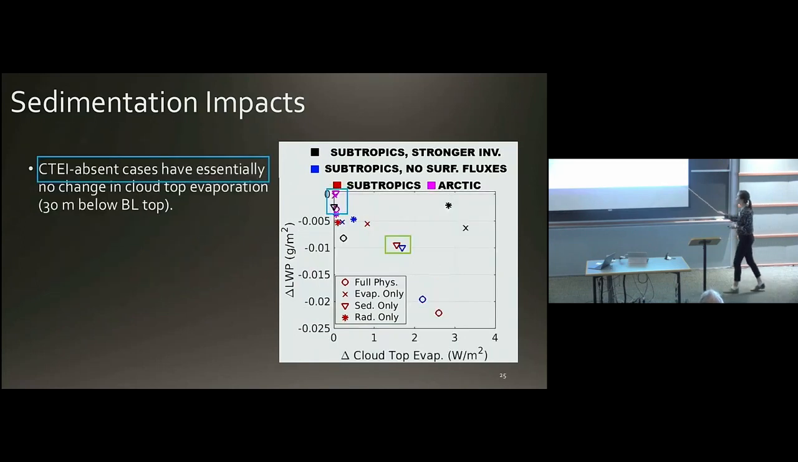So to look into this a little bit more, what I'm showing you now is the change in the cloud top evaporation rates. Again, this is polluted versus clean. And we only see changes in the cloud top evaporation, again, in these two cases where we have the entrainment instability, and not in these other two. So I think that's at least in line with the results on the previous slide. I don't think it confirms or denies, but it's supportive.